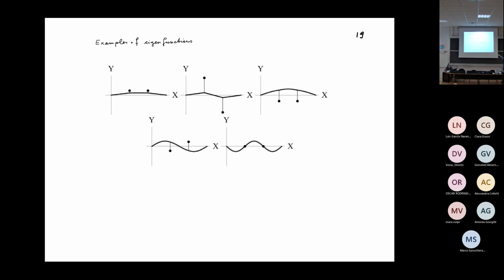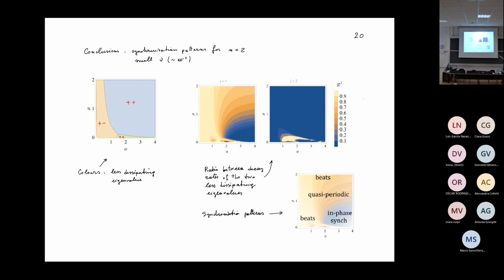So there are two parameters, which are alpha and mu. Mu is fixed, is very small. Depending on the values of alpha and mu, there is the eigenvalue which dissipates less. It's different, and this means that the eigenfunction is different. So plus plus means that it's in phase, plus minus out of phase, and so on. And so you may have situations in which there are beats, in phase synchronization, quasi-periodicity, and so on.